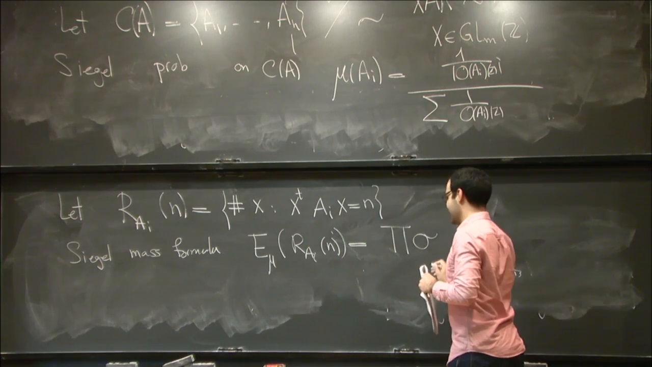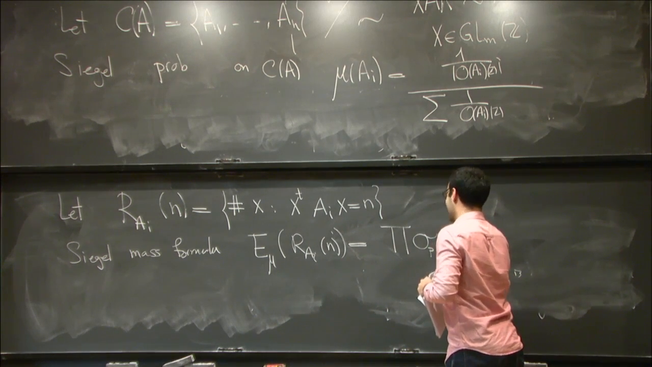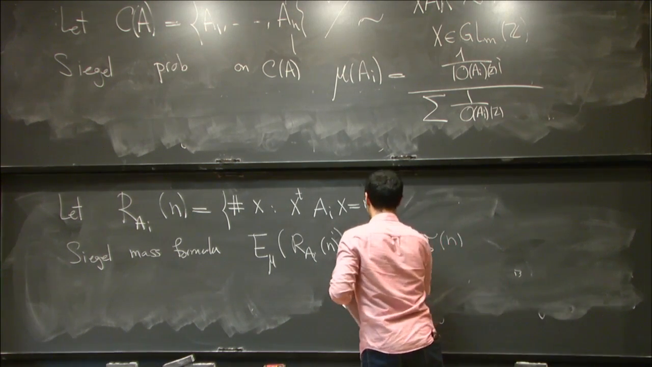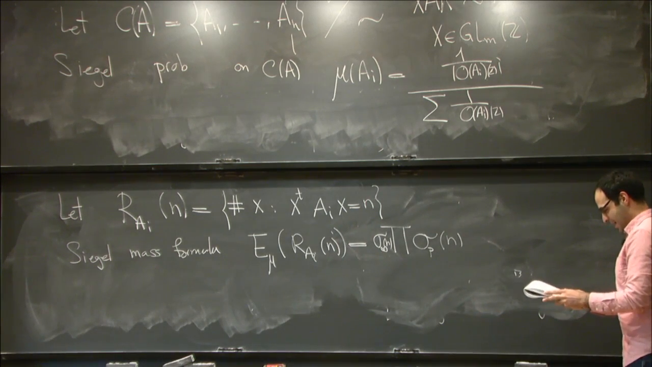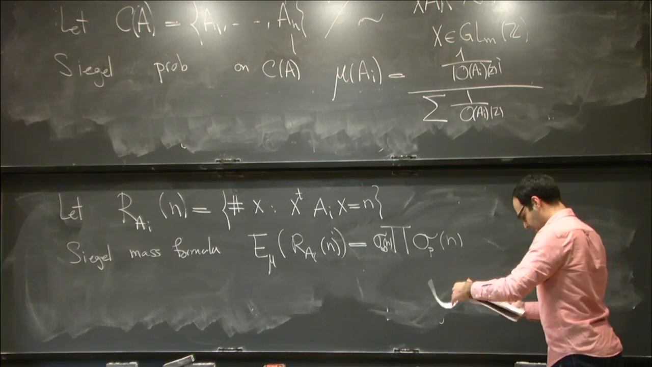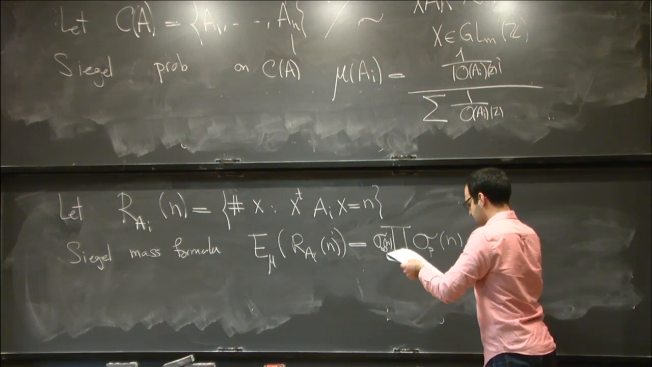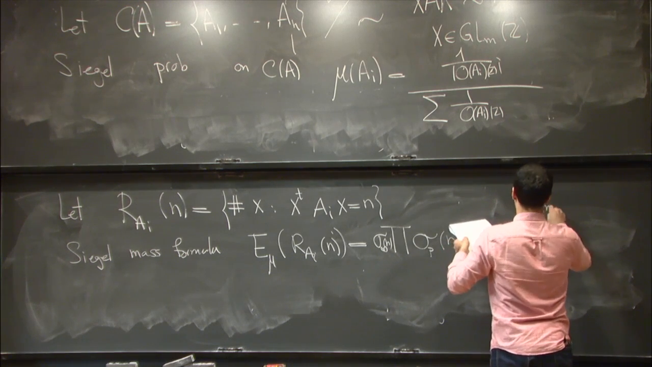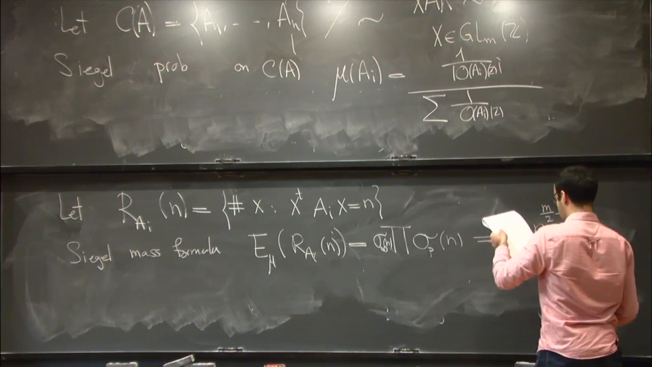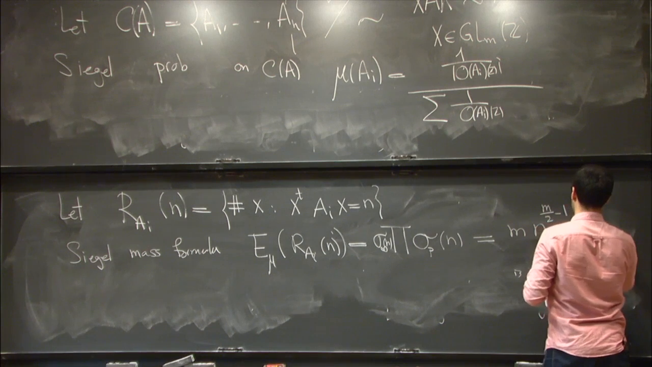So in this case, one can actually compute these local densities, and it's going to be m times n to the power m over 2 minus 1 times the volume of the unit ball.